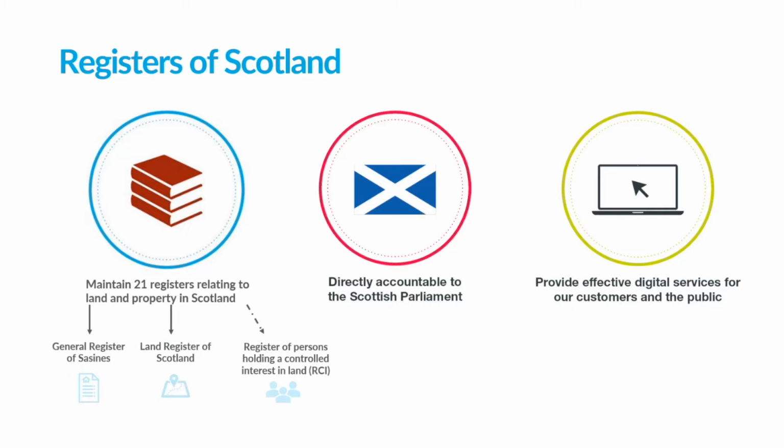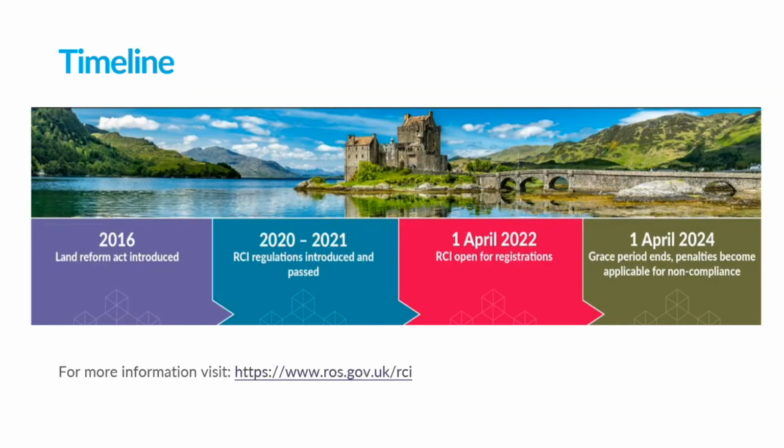If you're familiar with us and our work, you'll be aware of some of our key services here, including ScotLIS and the Digital Submission Service. All are designed to make interacting with ROS easier for our customers. To set some context, let's take a look at the timelines of RCI and how it came about. The Land Reform (Scotland) Act 2016 gave regulation-making power to Scottish ministers to provide for the disclosure and publication of information about controlling interest in landowners and tenants across Scotland.